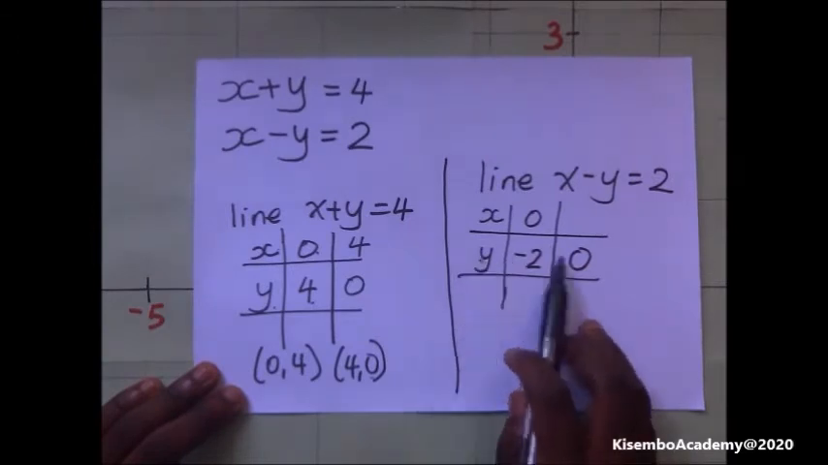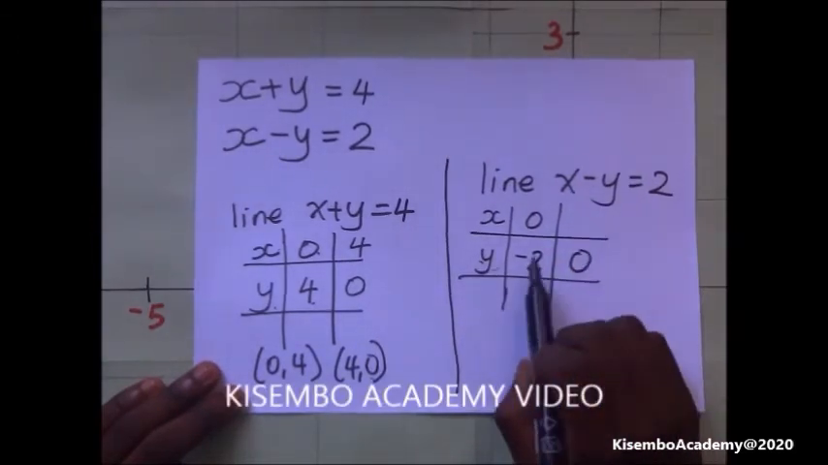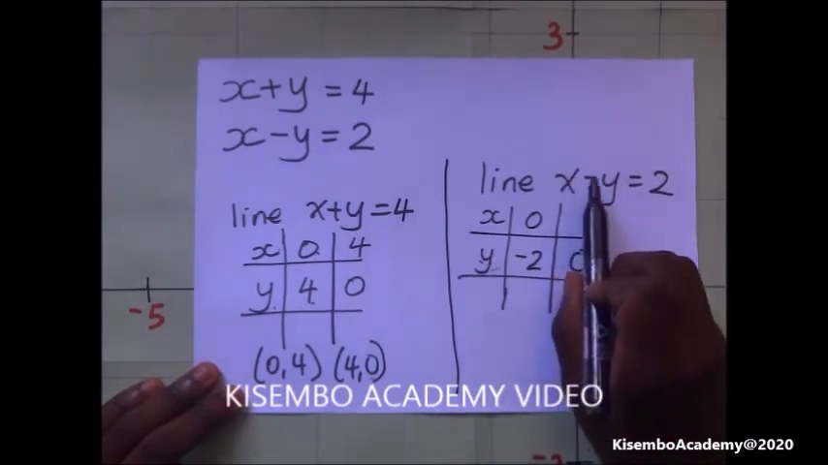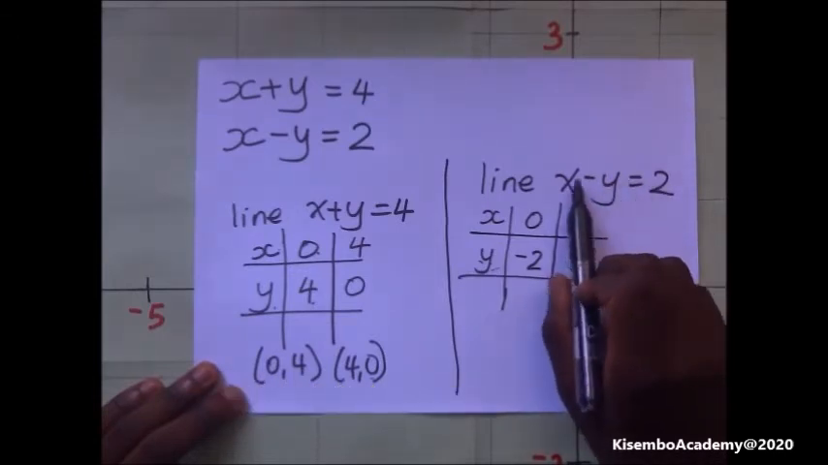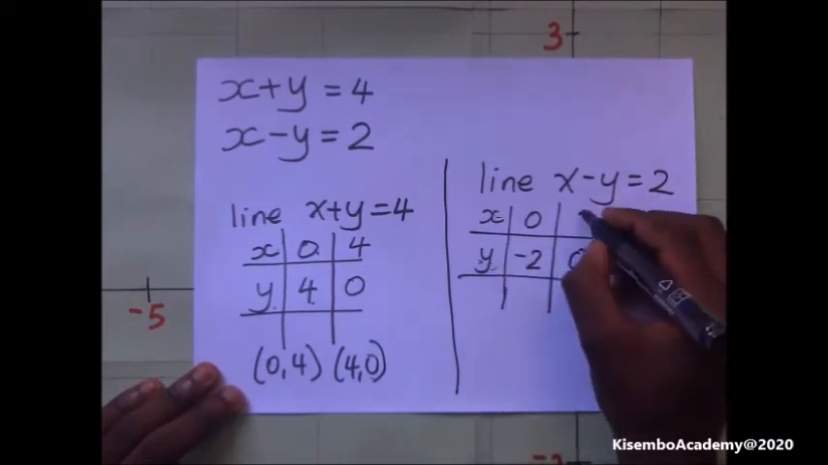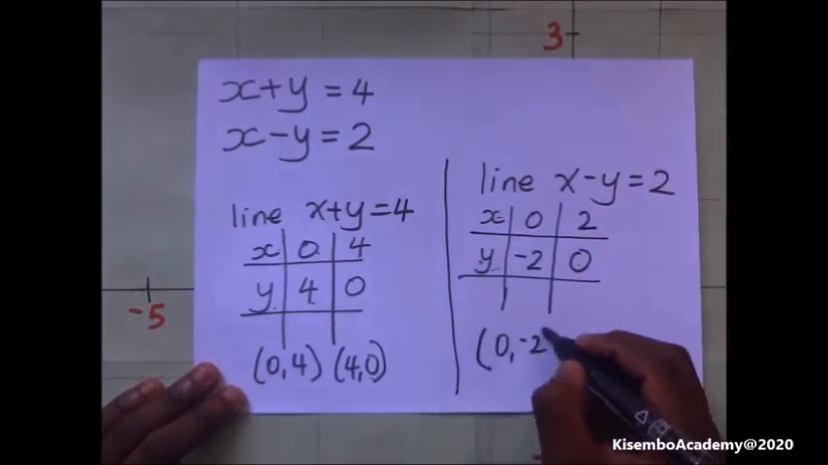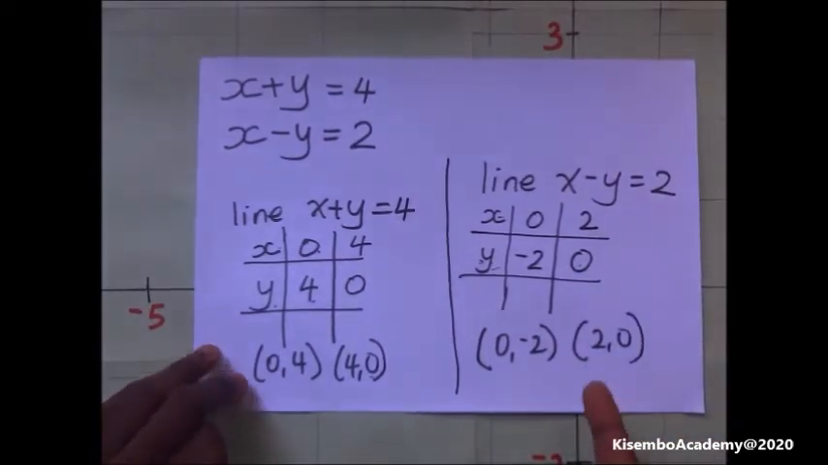Likewise, if our value of y is 0 here, what is our value of x? So if we substitute the value of y as 0, it becomes x minus 0 is equal to 2. So our value of x will be 2. So when y is 0, our value of x will be 2. So we shall come up with coordinates 0 comma negative 2 and 2 comma 0. So we shall plot this.